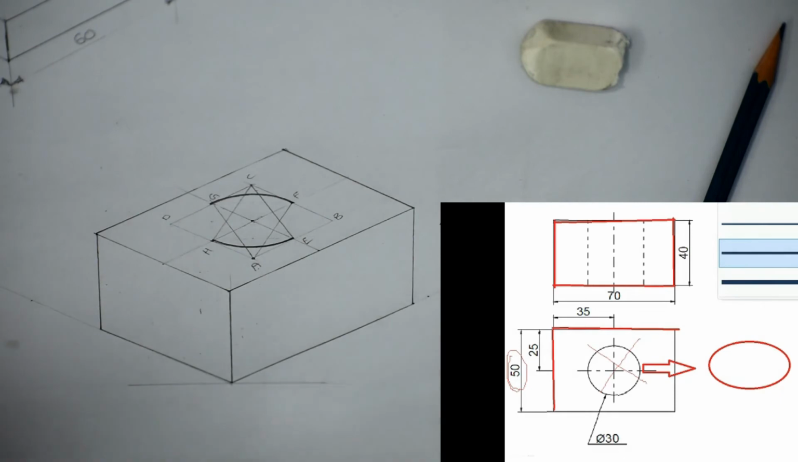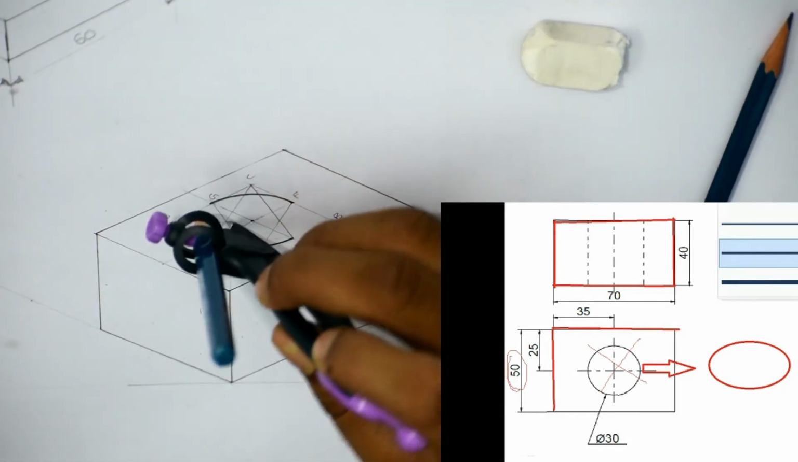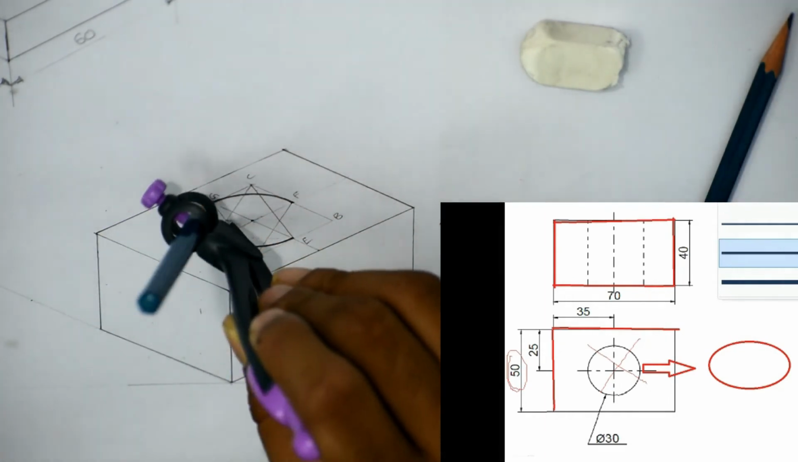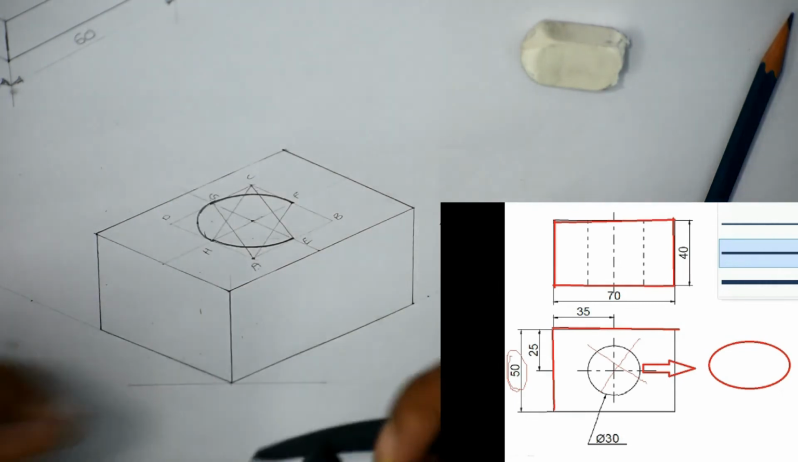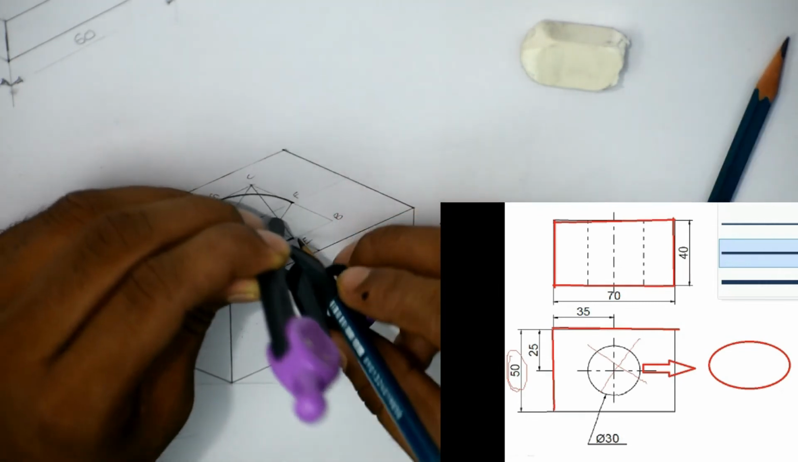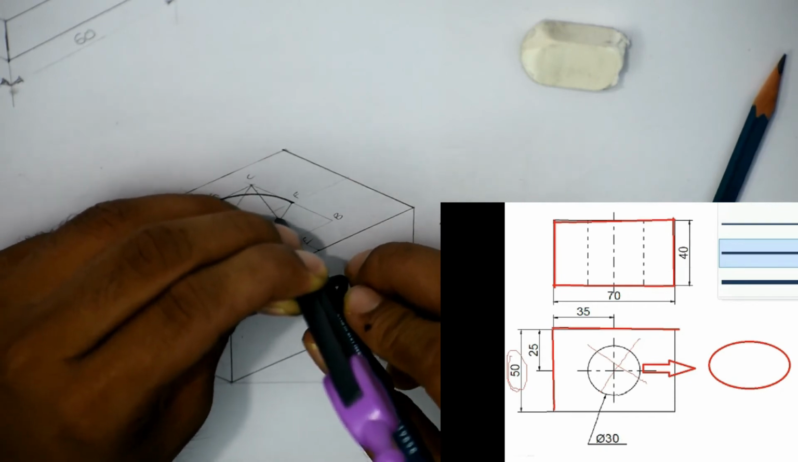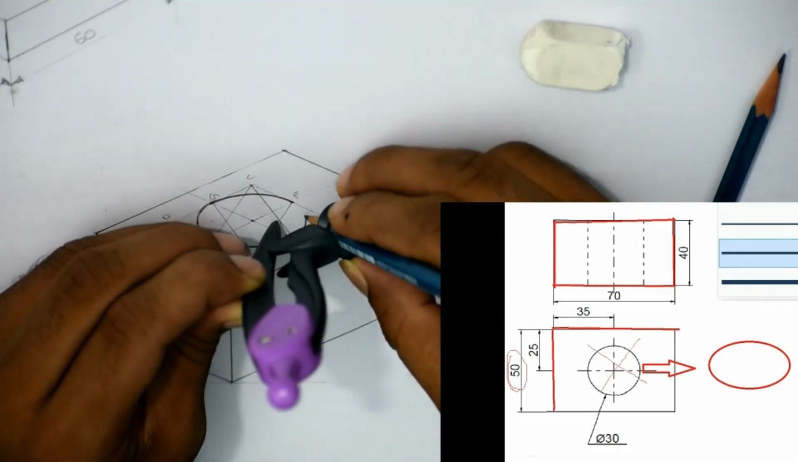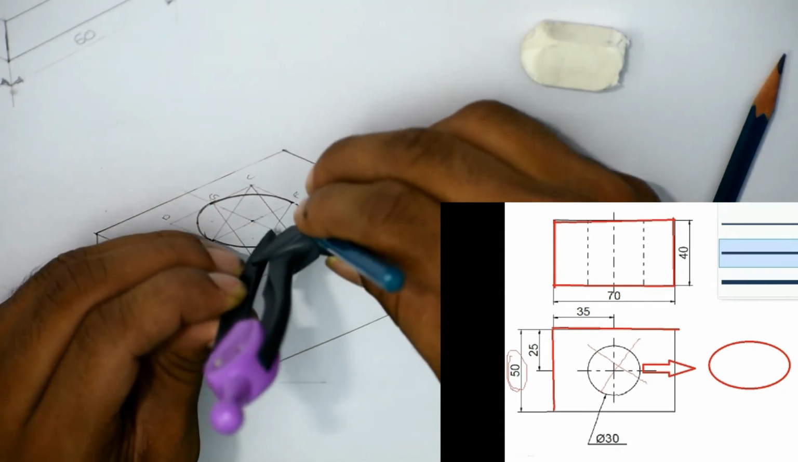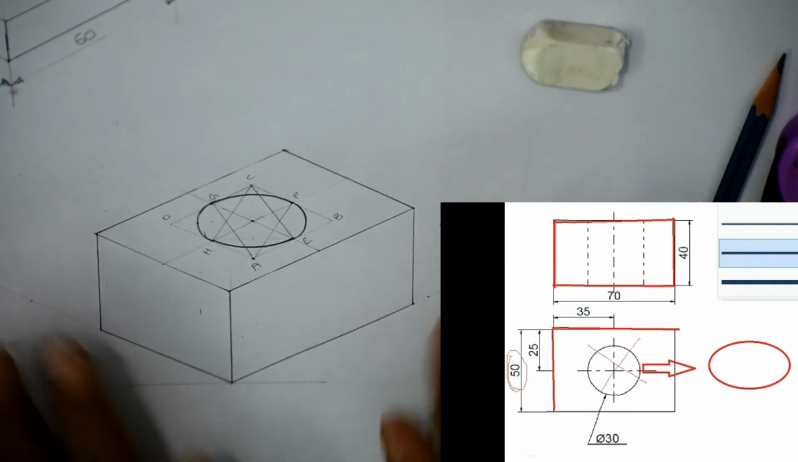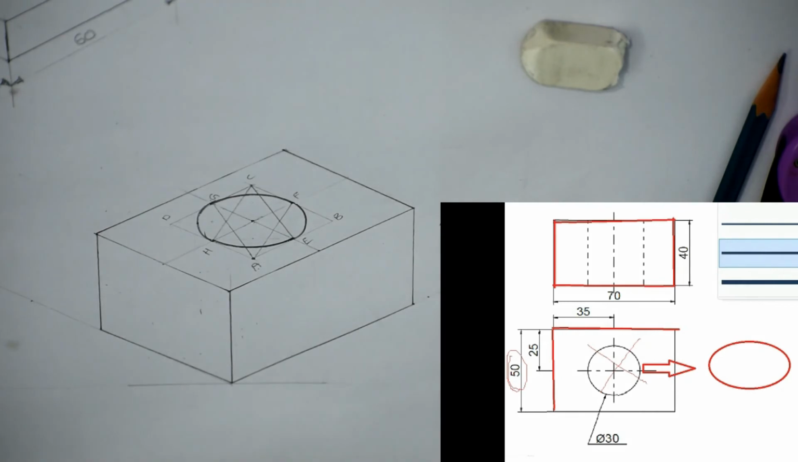Now we need to join this to complete our ellipse, so that we can say there is a hole in this figure here in the top view. So for that reason, now with this as the center and radius as G, you can see that a smooth curve is formed here. In a similar way, from this center point, now if I erase all the extra points, you will be left with an ellipse.